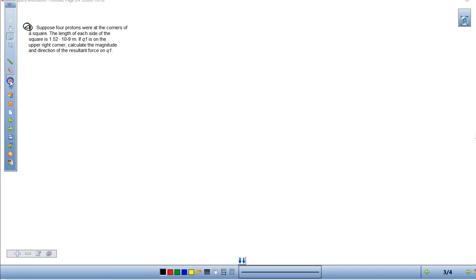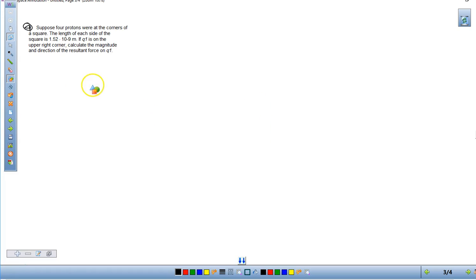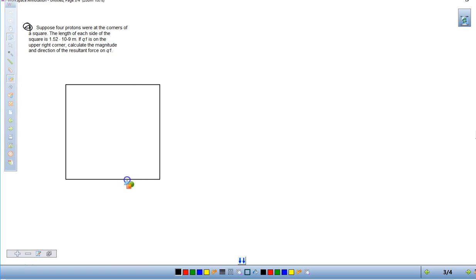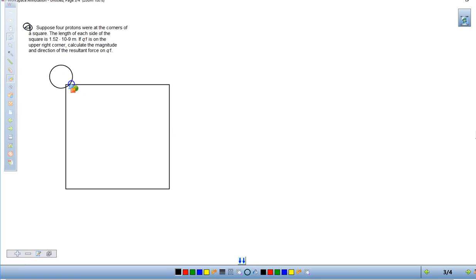What I'm going to do, I think I got shapes. I'm going to use a square, and we're going to use the program to draw a nice square like that. I can draw circles, but no, I'm not going to do that. I'm just going to draw them. Okay, so here's our square.